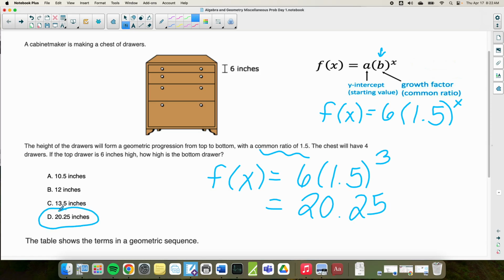Another way that you could have done it is each time you're multiplying by 1.5. So you could have just taken your calculator and gone 6 times 1.5, which is 9. And then you could go 9 times 1.5, which is going to be 13.5, I believe. And then you can go 13.5 times 1.5, which would give you the 20.25 also, okay? So you can do that one of 2 ways.